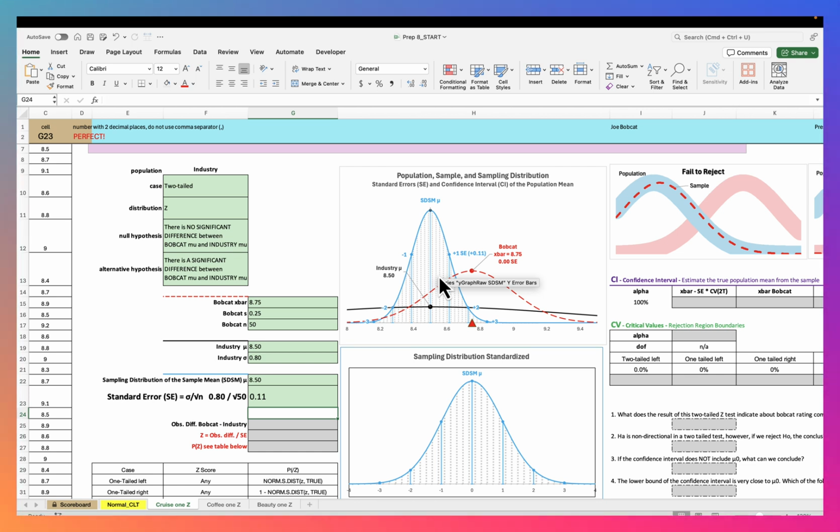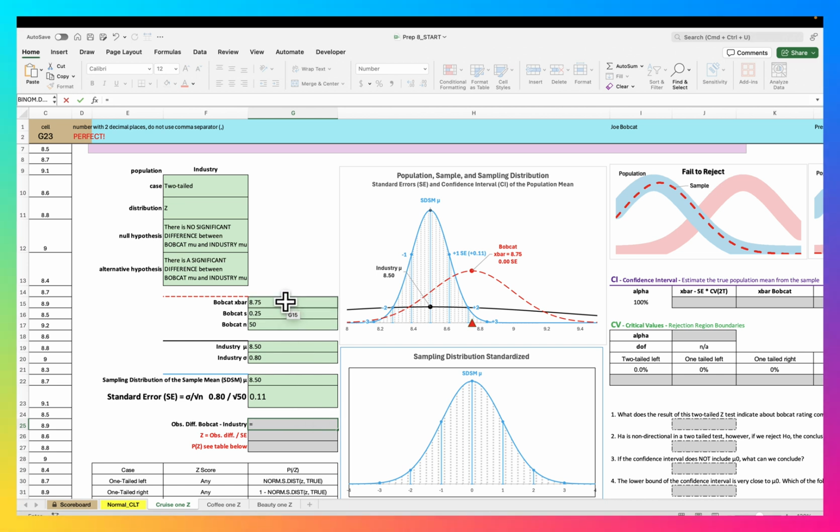So that gives us an idea of where we stand. We seem to be way out here in the tail. So this is kind of looking like a reject, but we don't know that for sure yet. Strongly suspected, though, because we are more than two standard errors away from the mean. So let's keep going.